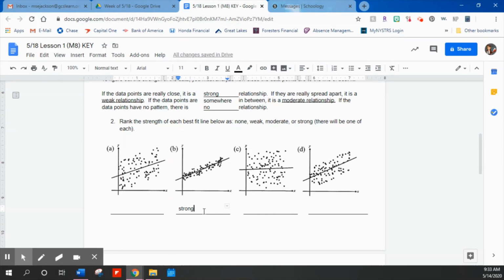Okay, so now I want you to try the other ones on your own. Remember, no relationship is when the points are the farthest apart and have no pattern. Then we would go to weak. Weak, they're getting a little bit closer together, but they're still really far apart. Moderate, even closer. Okay, so pause the video and finish the rest.